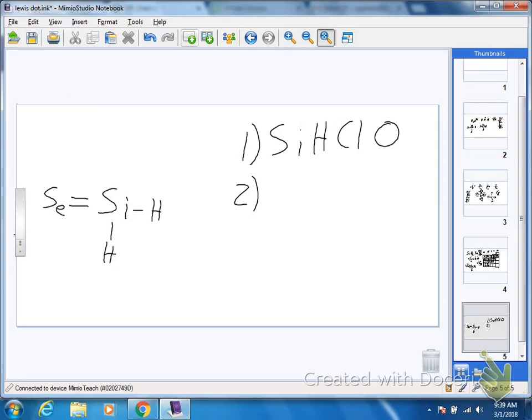Sometimes students get confused. Unless I have a capital I, it's an L. It's Cl. So sometimes students will go carbon and iodine. Don't do that, please. Unless it's a capital I with a dash across the top and bottom, because then it's not going to work out.